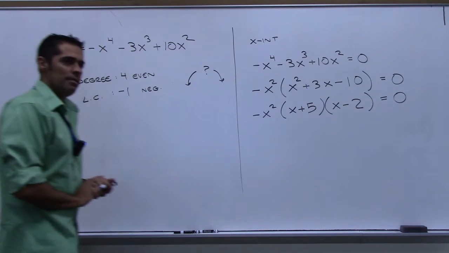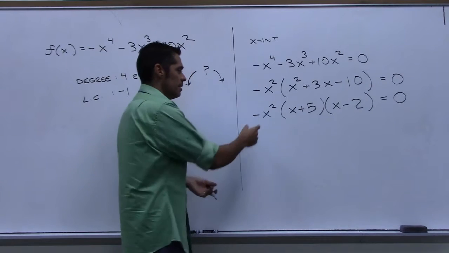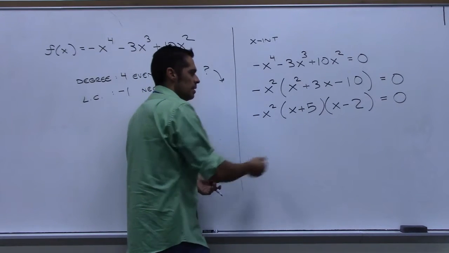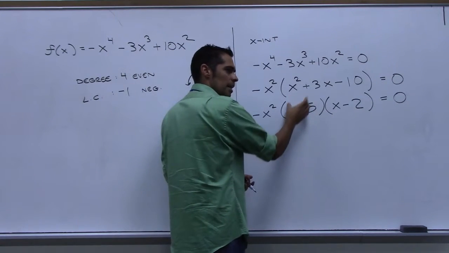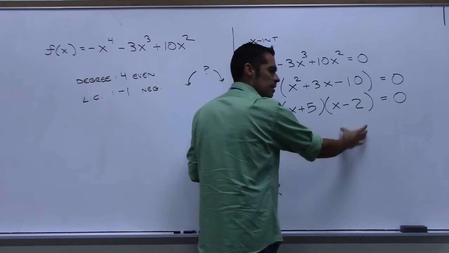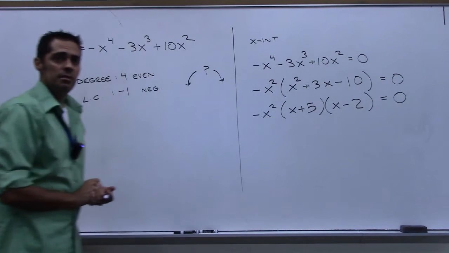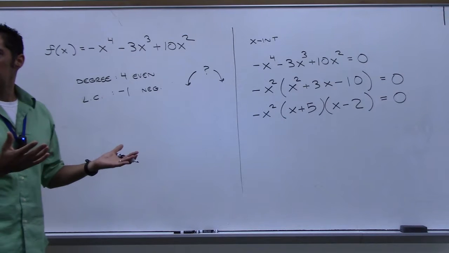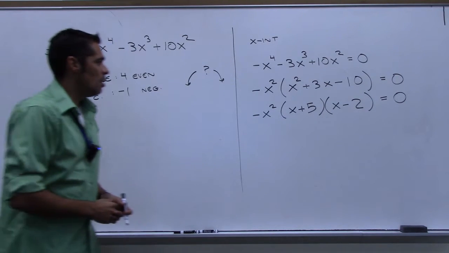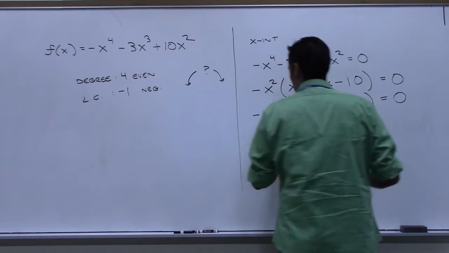Now it looks like we've got it completely factored, right? Like x squared, okay, fine. Here, that's a linear factor, x plus 5, and then x minus 2. We call that a linear factor also. So we've got it, right? There's nothing else for us to do. Set all the factors equal to 0.